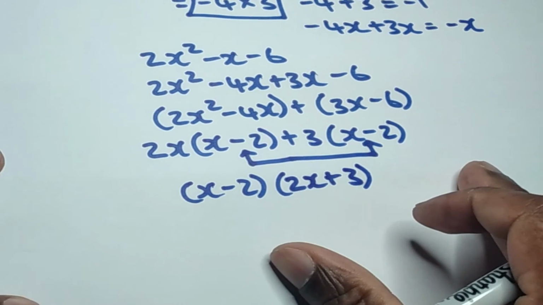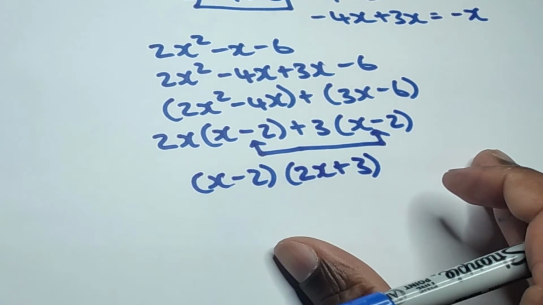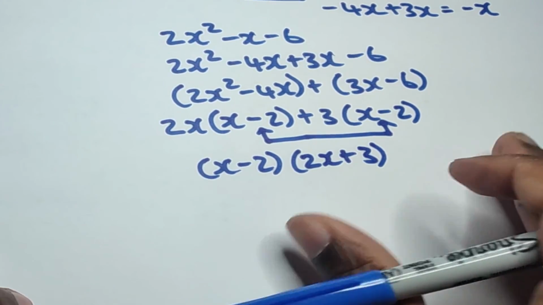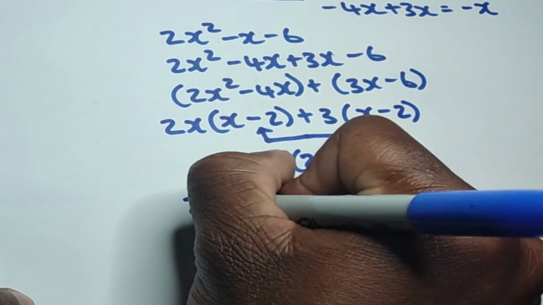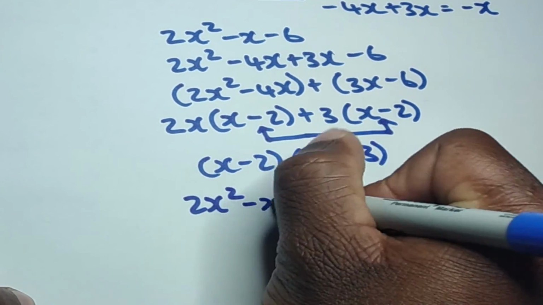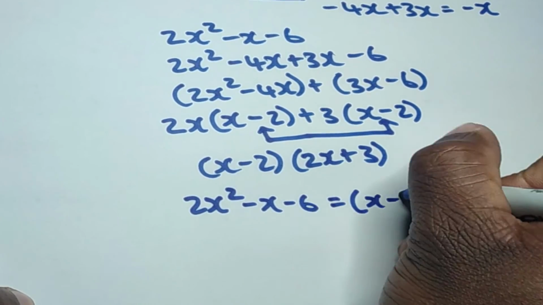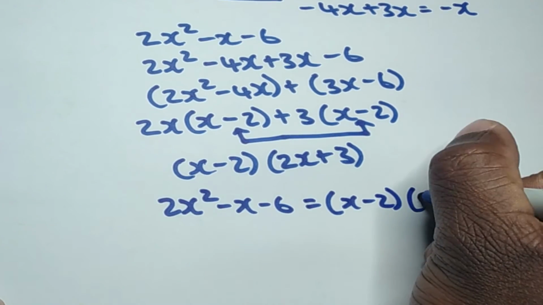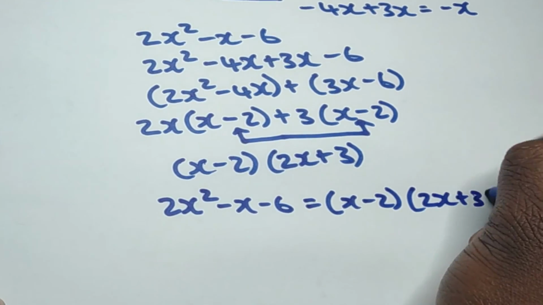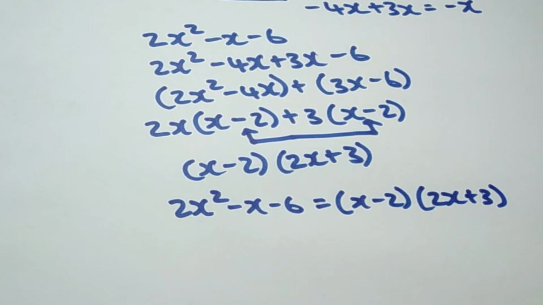And that's pretty much how we treat this question. So we would have completed the question. For 2x squared minus x minus 6, if we factor this, we'll obtain x minus 2 in one bracket and 2x plus 3 in the other bracket. And this is where we'll end today's video.